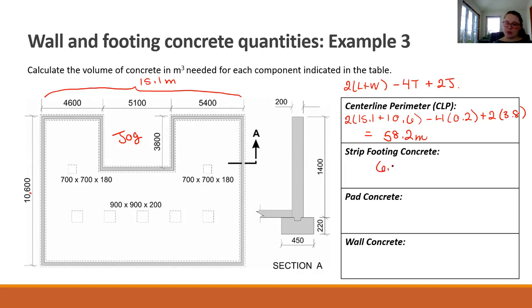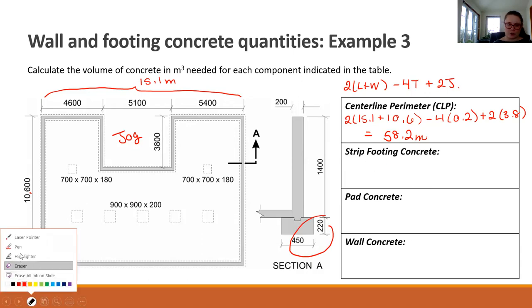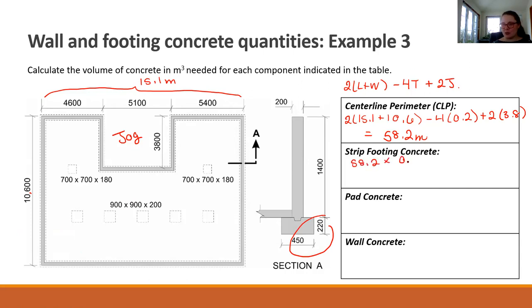For your strip footing, I'm going to give you just the answer. You can check it. Oh, just a second. Let me hide the last question. Let's go backwards here. Wait a second, my numbers aren't matching. I jumped a question. So for your strip footing, 58.2 times 0.45 times 0.22 will leave us with 5.76 meters cubed.